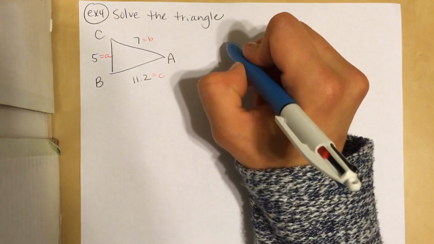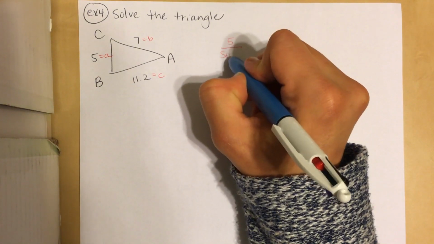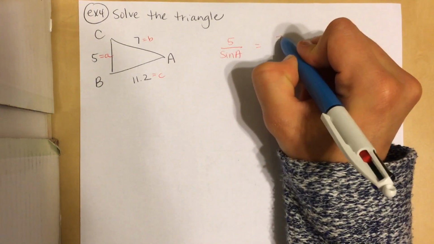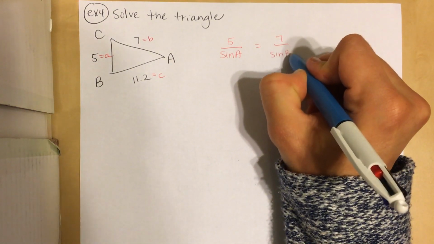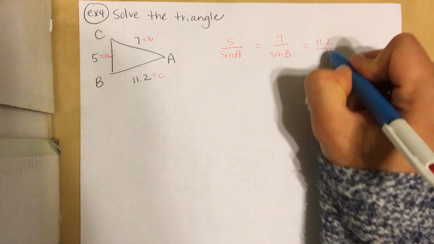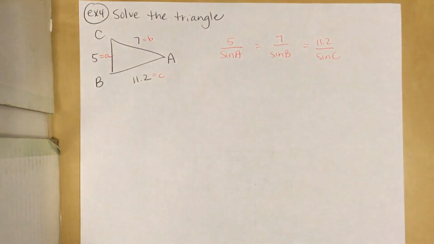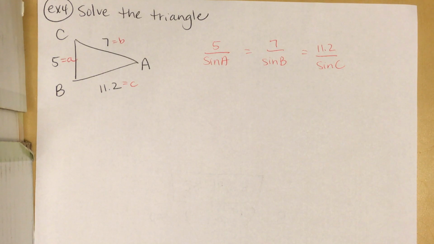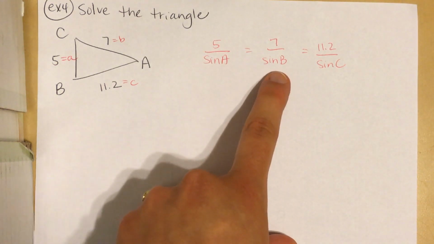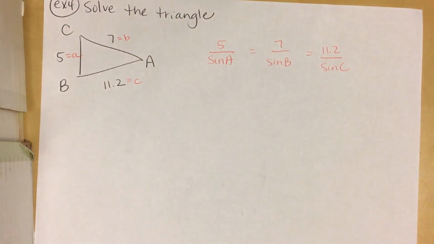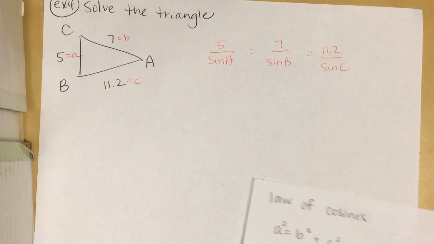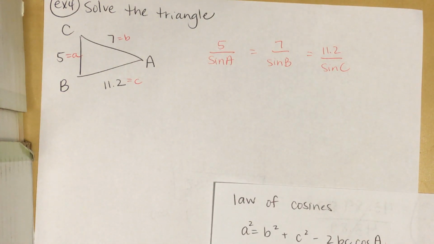But if you did not remember that, when you set up law of sines, I don't know the numbers for an entire fraction, and I can't easily figure out what angle A is, or angle B, or angle C in order for me to know the numbers for an entire fraction. So law of sines doesn't work. Instead, I'm going to use law of cosines.